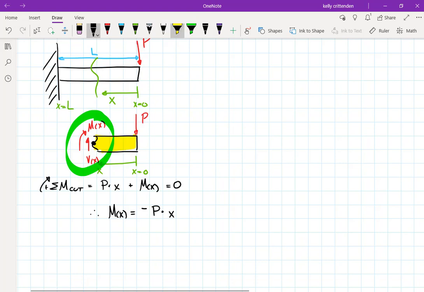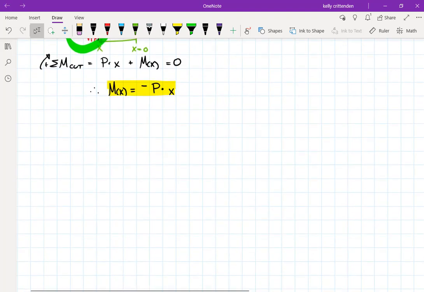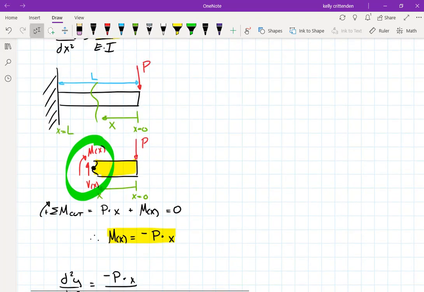So now that I have an equation for the bending moment in this beam, that equation would be good from the wall all the way to the point load. There would be no need to have a different bending moment equation. I can take negative p times x, plug it into what we just sorted out. So instead of M of x, we'll write negative p times x. The denominator was E times I.